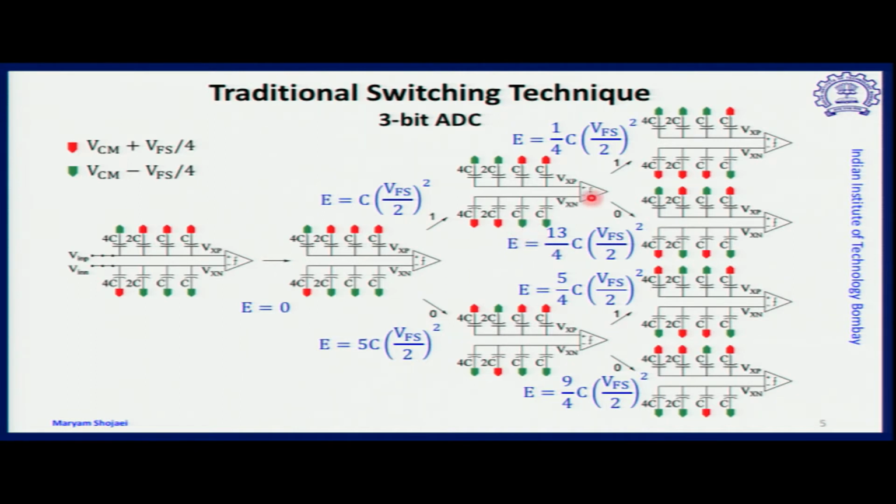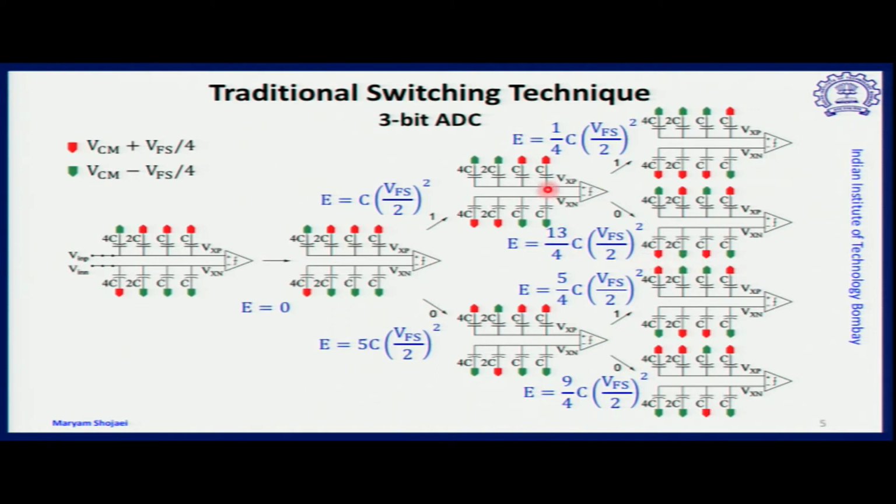For example, if we move in the right direction, the output of the comparator is still 1 even in the second case, in the second step. So therefore, the third capacitor in the row, which is capacitor C, will be connected to VCM minus V full scale by 4, and the corresponding capacitor will be connected to VCM plus V full scale by 4. Otherwise, we have to toggle the switching.